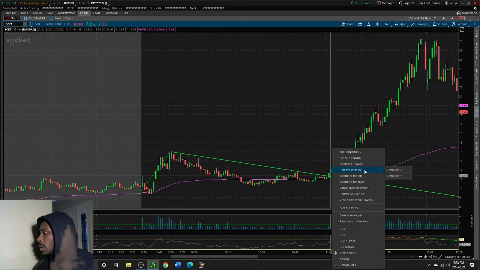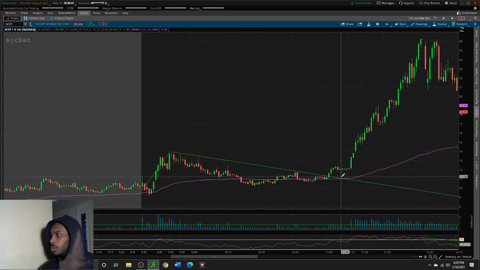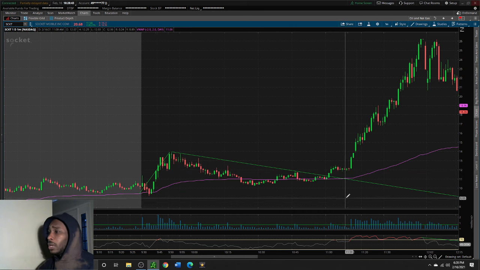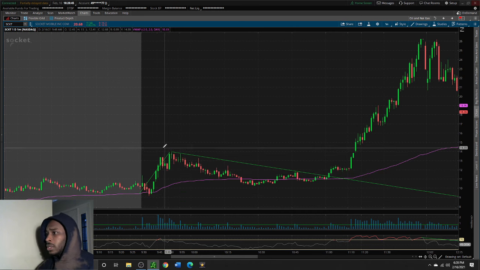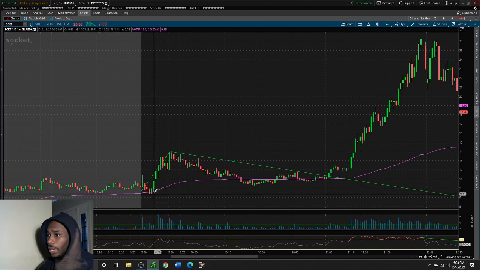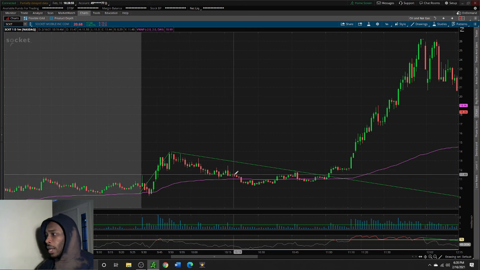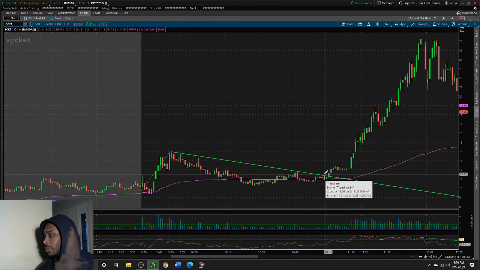Let me see. So this is the pattern that's going to help you grow your account. This breakout of this flag pattern right here. Because remember, you've got a couple things happening. You got the fake out right here. A lot of shorts, they trap. That's a short squeeze. It broke below VWAP, back above VWAP, broke below VWAP, back above VWAP.